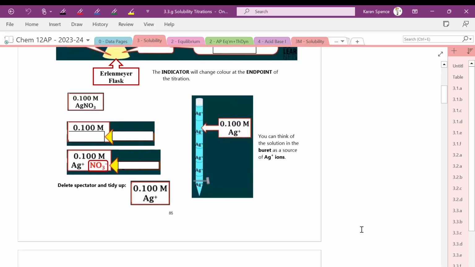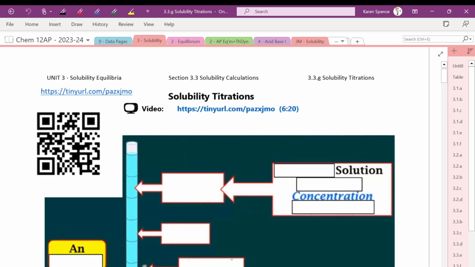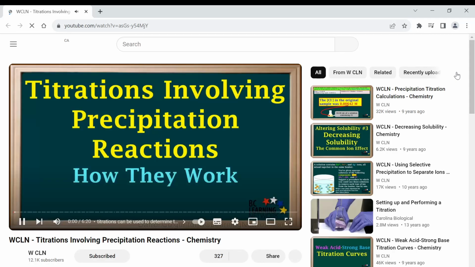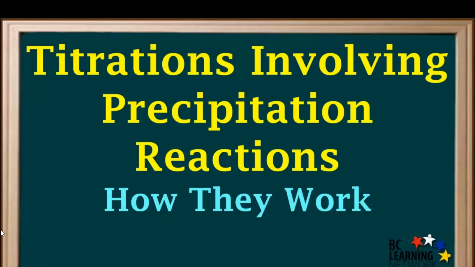And this is on page 85. Because this has like a little animation to go with it, kind of. Titrations can be used to determine the concentration of a specific ion in a sample solution. Here we'll see how titrations involving precipitation reactions work.